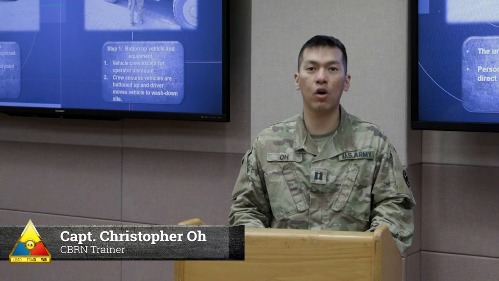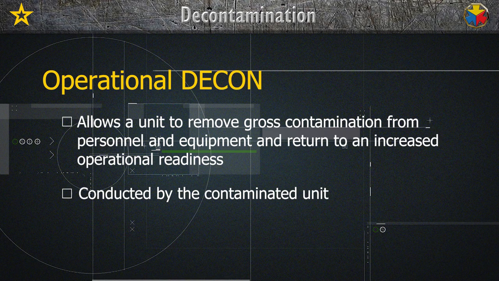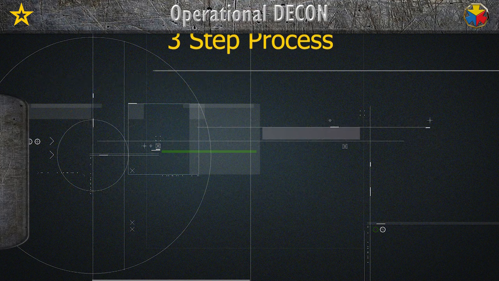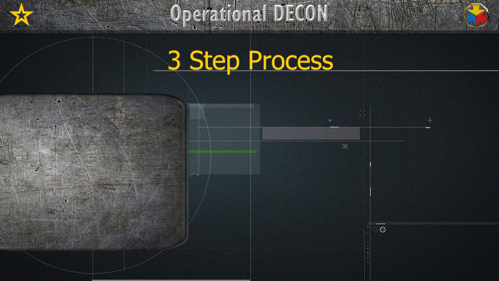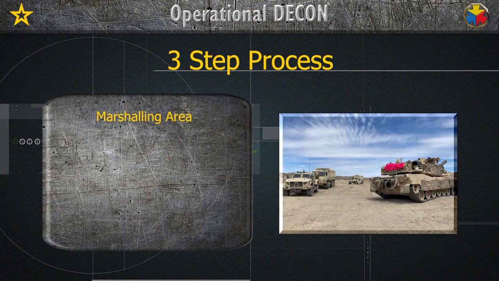I am Captain Christopher O, and I'll be going over operational and thorough decon. Operational decon allows a unit to remove gross contamination from personnel and equipment and return to an increased operational readiness. Operational decon is conducted by the contaminated unit. Operational decon is a three-step process beginning at the marshalling area. The contaminated element and supporting elements move and meet at the link-up point.